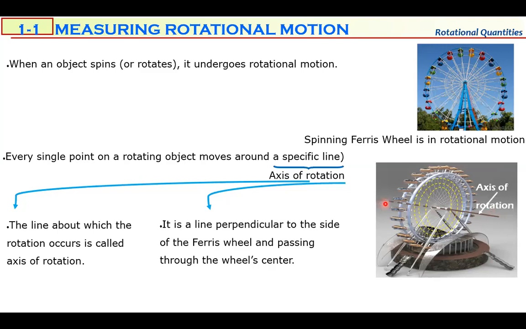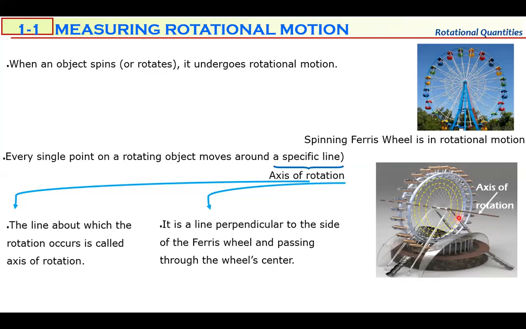And if we are talking about an axis of rotation, we see that the axis of rotation is not moving, but every point on this object is moving around that point or that line. That's why the axis of rotation is defined in two ways. One of them is the general definition: the line about which rotation occurs is called the axis of rotation. This belongs to every type of rotational motion.